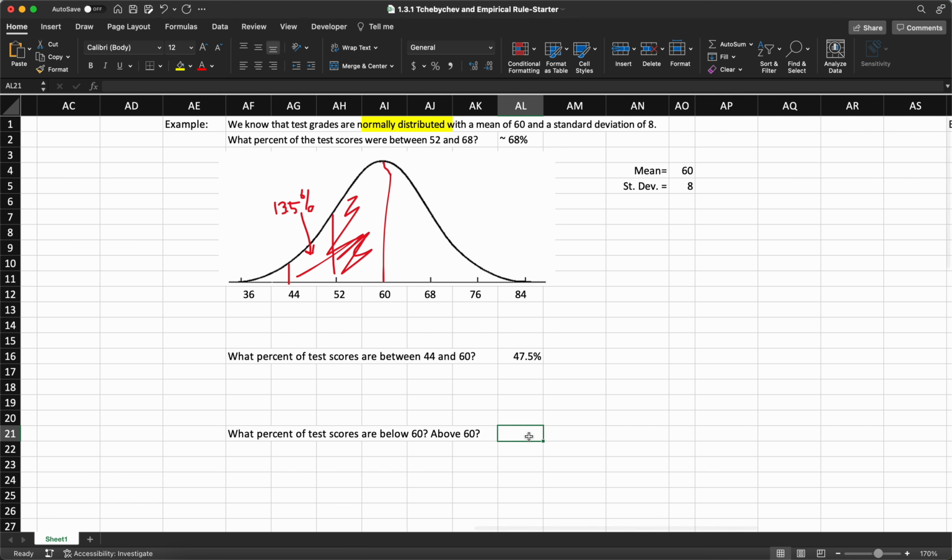50% of our data falls below the mean. 50% of our data falls above the mean. So for normally distributed data, 50% of the data is always, the mean is always the halfway mark. It's the 50th percentile. Half the people got below that, half the people got above that.